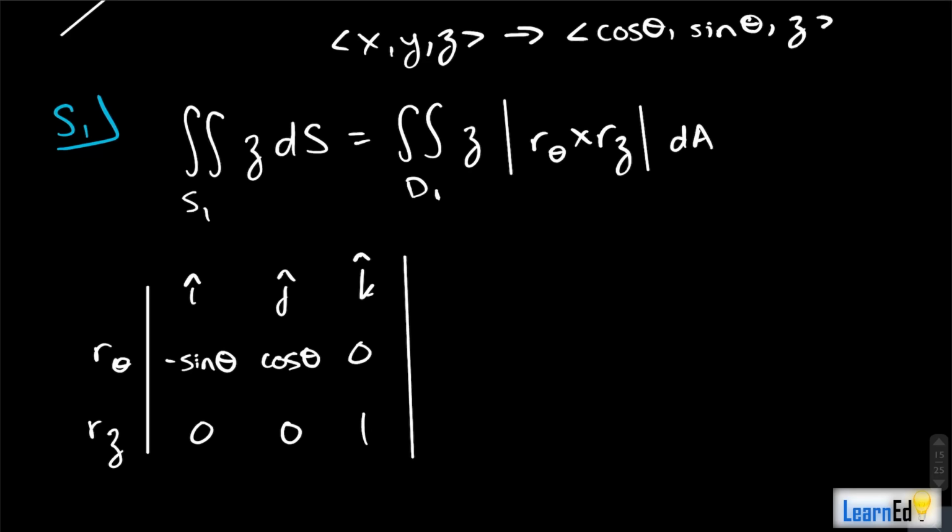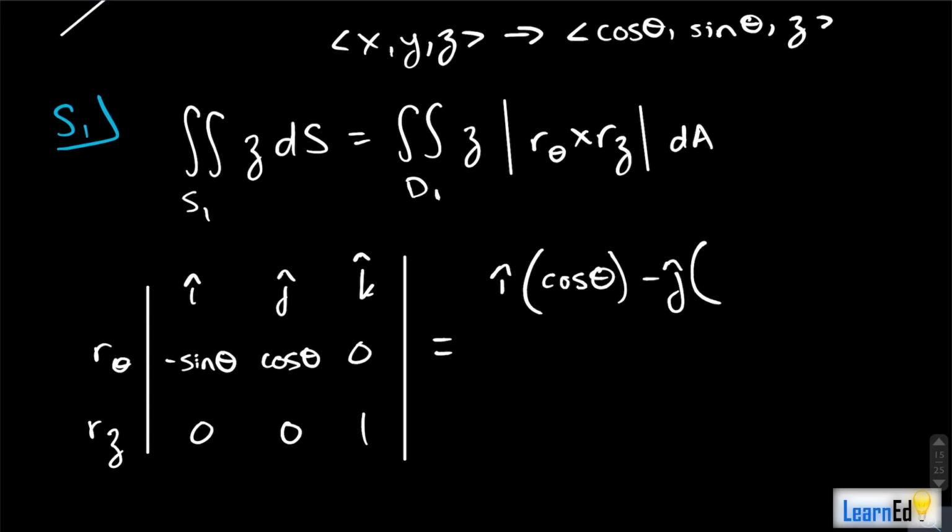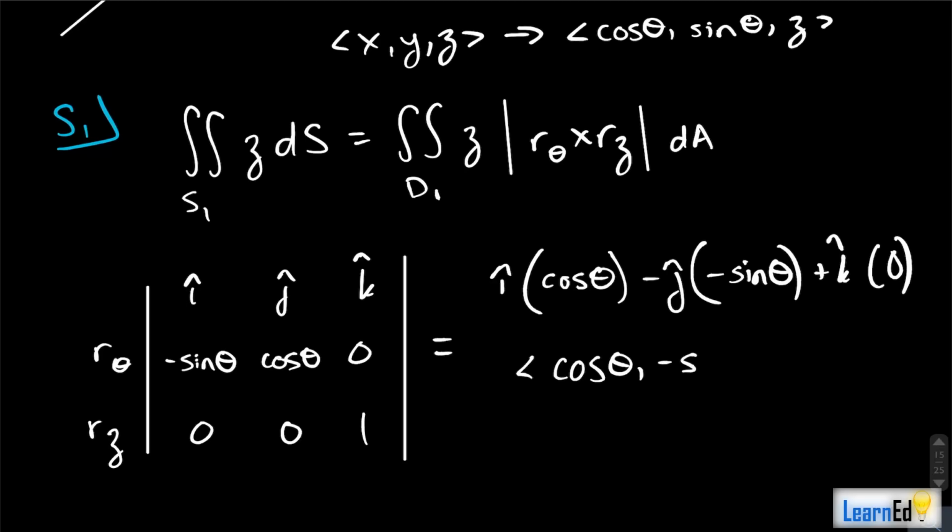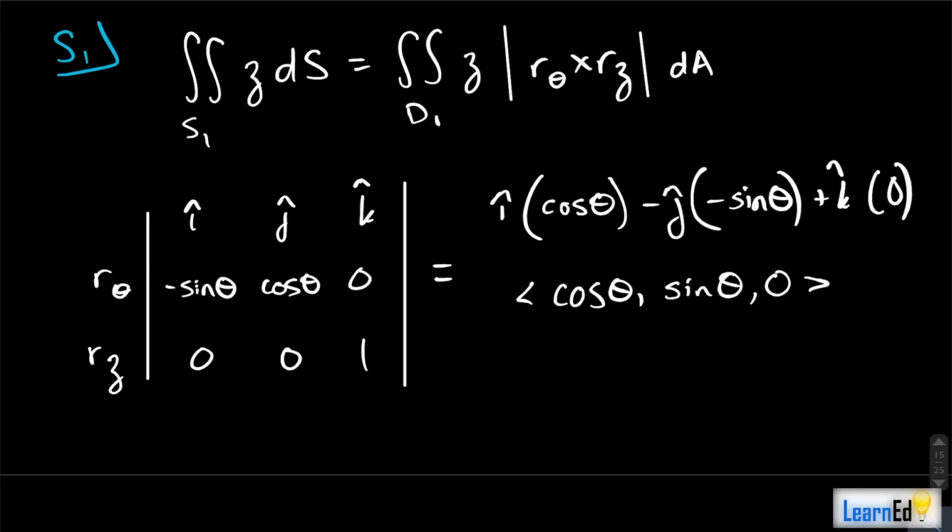Now, we just have to find the cross product. So we get i hat times cosine, and, well, that's really going to be the only i hat entry. We're going to get minus j hat times, the only thing that we're going to have there is a negative sign, and then with k hat, well, that's just going to be 0. So we really just end up with cosine theta, negative, not negative, because there's two negatives there. We'll have a sine theta, and then we'll have 0. So we have to find the magnitude of that.